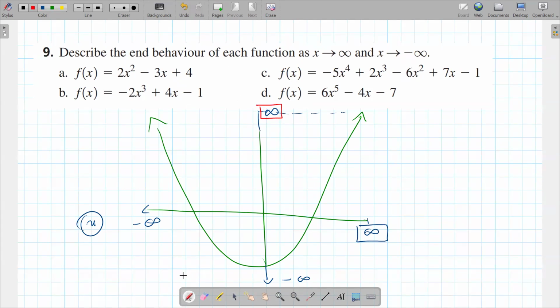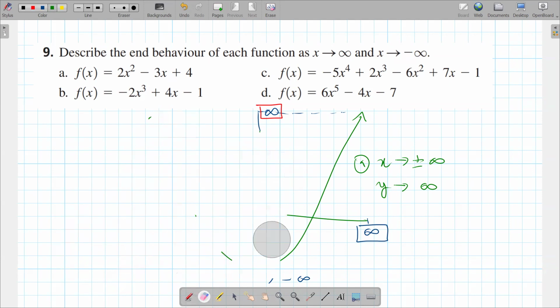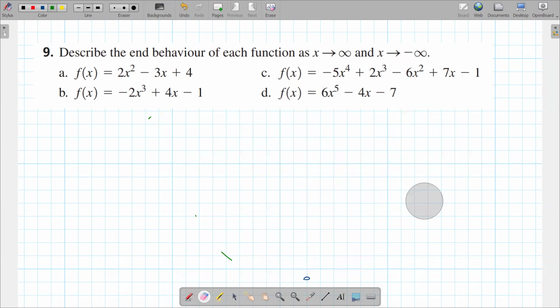What about when x is negative infinity? What's the y value? It's positive. So we can say when x goes to positive or negative infinity for A, y all goes to positive infinity in both cases. And that's it. Cool? So that was because it was a quadratic, it was opening up. Let's do B.